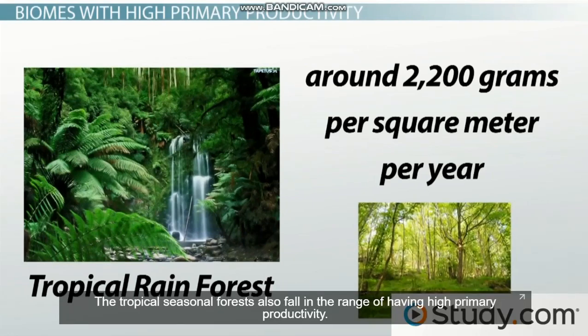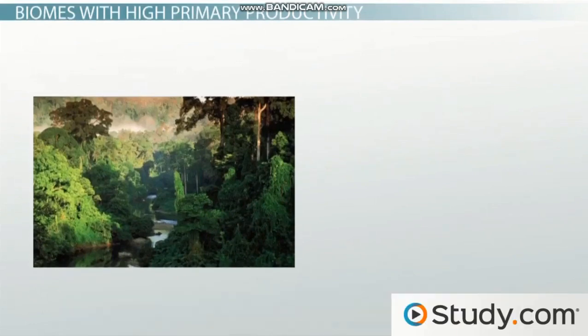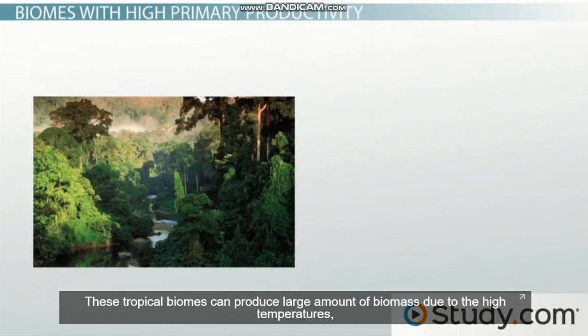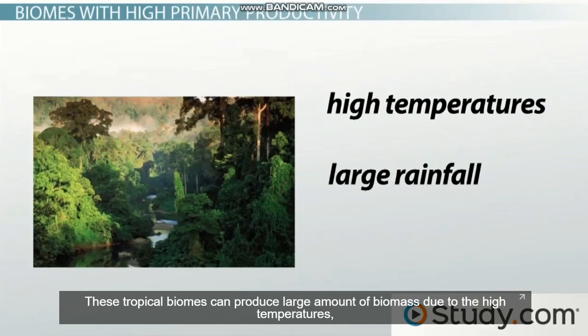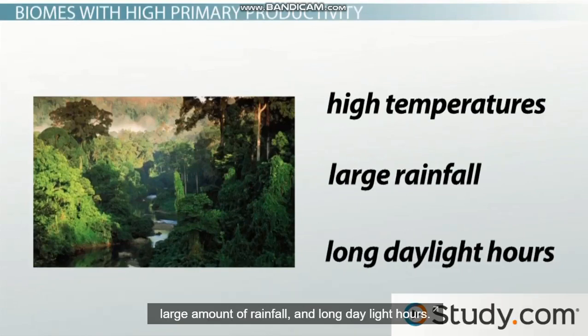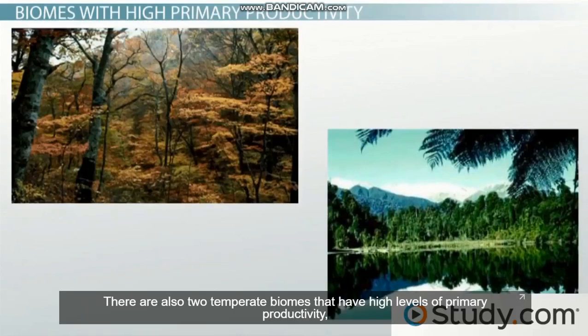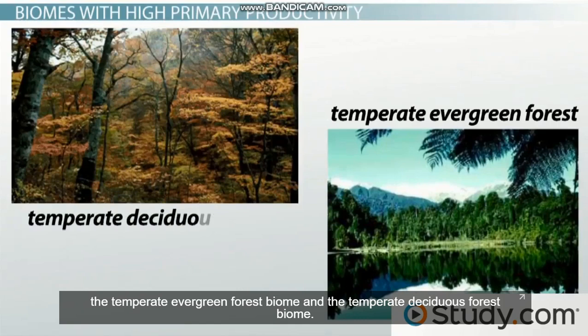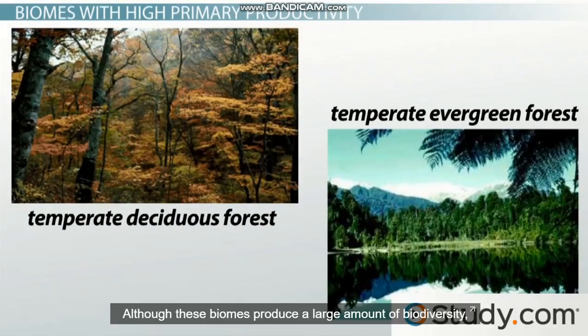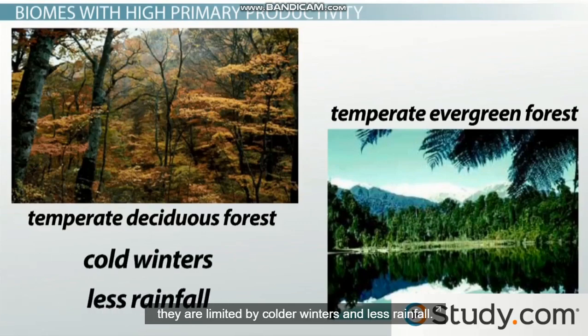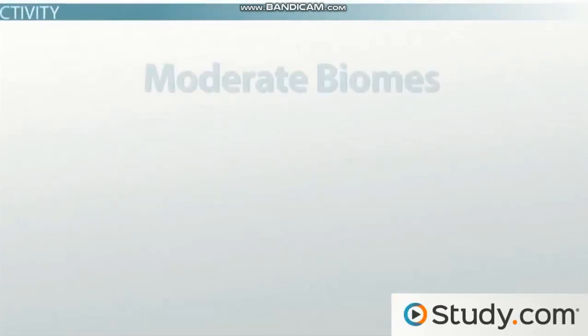The tropical seasonal forests also fall in the range of having high primary productivity. These tropical biomes can produce large amounts of biomass due to the high temperatures, large amounts of rainfall, and long daylight hours. There are also 2 temperate biomes that have high levels of primary productivity: the temperate evergreen forest biome and the temperate deciduous forest biome. Although these biomes produce a large amount of biodiversity, they are limited by colder winters and less rainfall.